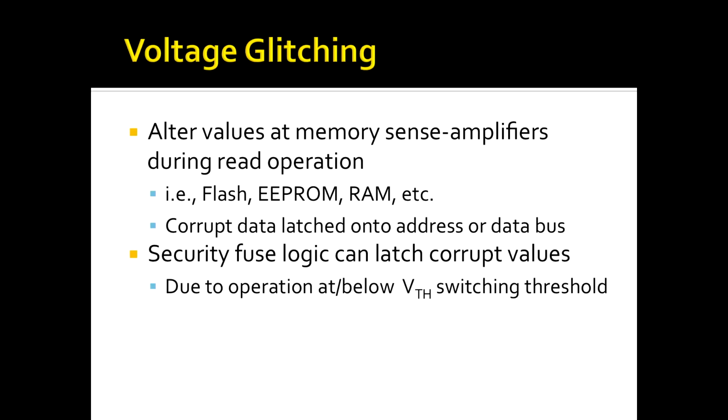So, and again, security fuse logic in the voltage glitching mode can also latch corrupt values due to that effect where you're right at the switching threshold of the transistors. So just to dispel a few misconceptions, I don't recommend throwing random voltage sags and surges at the IC and seeing what happens. I would recommend respecting the absolute maximum VCC and VCC for the I/O pin ratings on the datasheet if you have one.